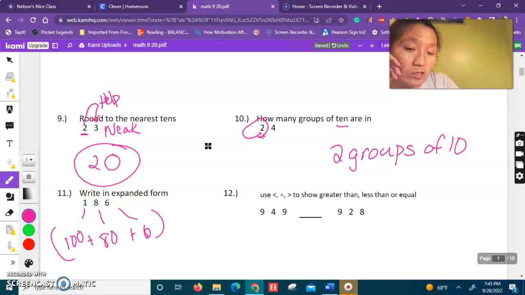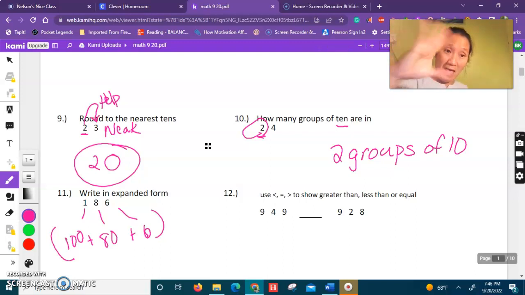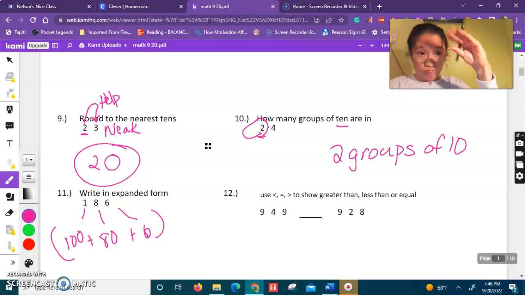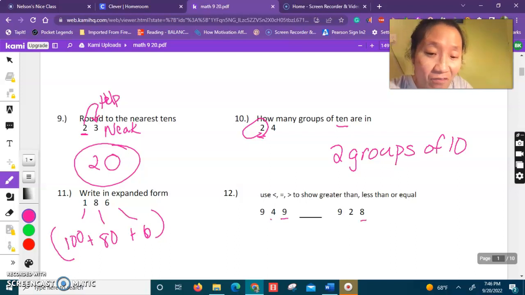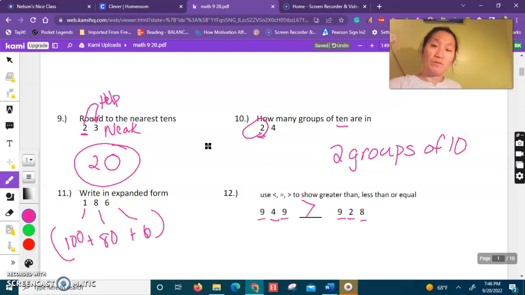Now, we are going to use greater than, equals to, or less than. Alligator eats the bigger number. Which of these is bigger? Well, I know that 9 is bigger than 8. 4 is bigger than 2, because 49, 28. 9 and 9 are the same, so this is going to be the bigger number.